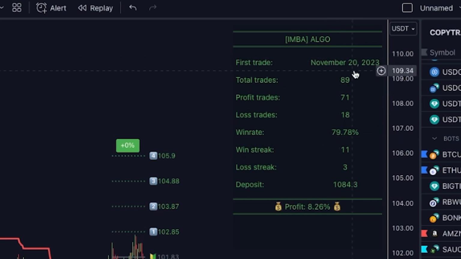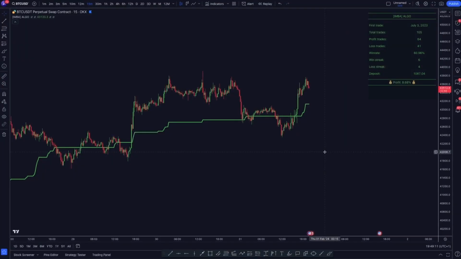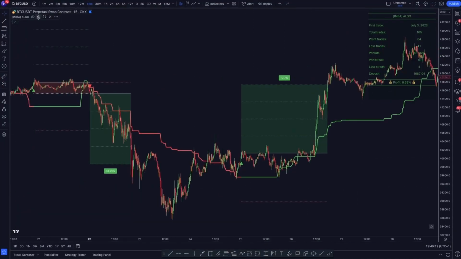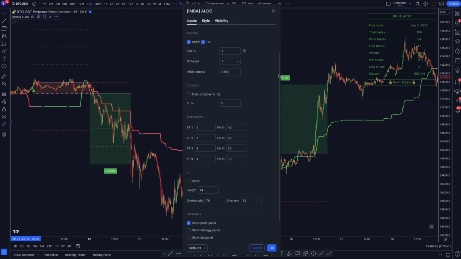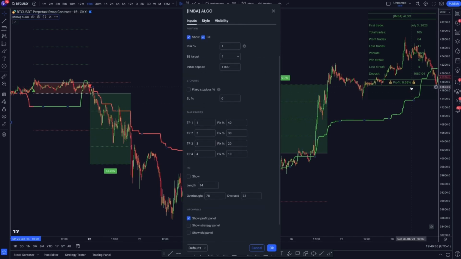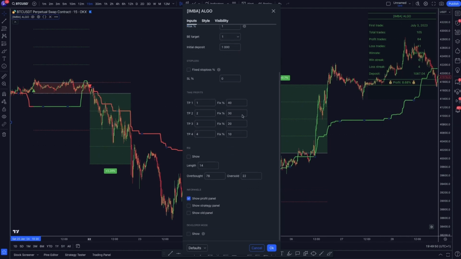But if you notice at the very top, it tells us that this backtesting started on November 20th, approximately 2 months ago until today, and just in that time, it has managed to go from $1,000 of that initial deposit to 1,084.3. So if you only take into account these signals with the default settings, you would already be making money in the BTC USDT pair on the 15-minute time frame. As you can see, 8.68% profit. But what would happen if we went a bit further?